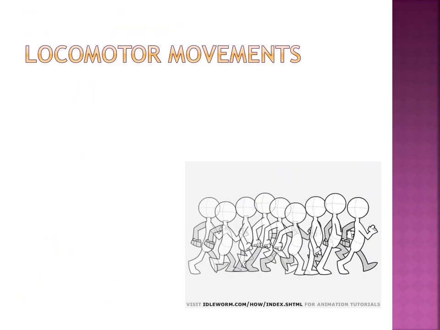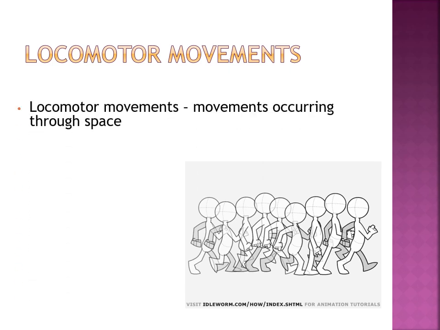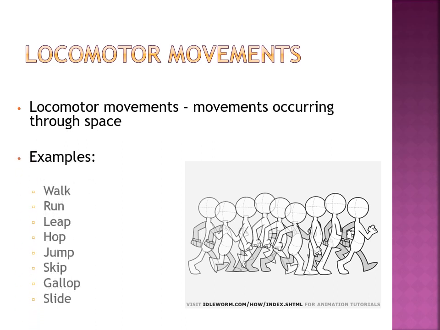First of our actions is locomotor movements. And as the picture indicates, locomotor movements are movements occurring through space. For a locomotor movement to happen, you have to have started in one place and moved somehow to another space. There are a variety of different ways you can move. You can walk, run, leap, hop, jump, skip, gallop, slide, and this is by no means a definitive list. There are many other ways that you can move from one place to another place. But that is the definition of a locomotor movement, from one place to another place.